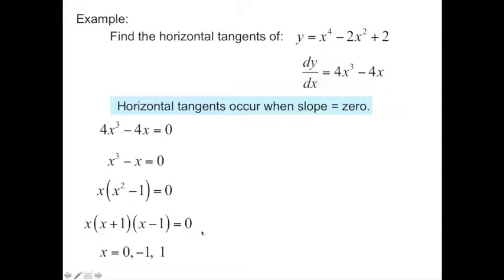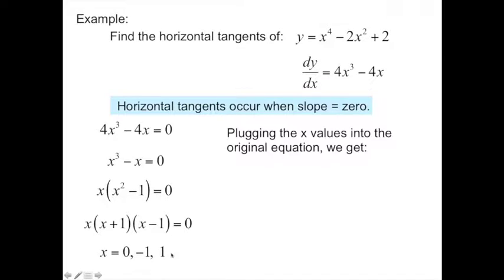So our zero product property says that if x is 0, this whole thing is 0. If x is negative 1, that makes this 0, that makes this whole thing 0. And if x is 1, that makes this 0, which makes this whole thing 0. So our locations of horizontal tangents are these 3 x locations. So let's see what we get in terms of y values, because horizontal tangents are equations y equals something. Let's see what y values we get when we plug in these 3 x values.